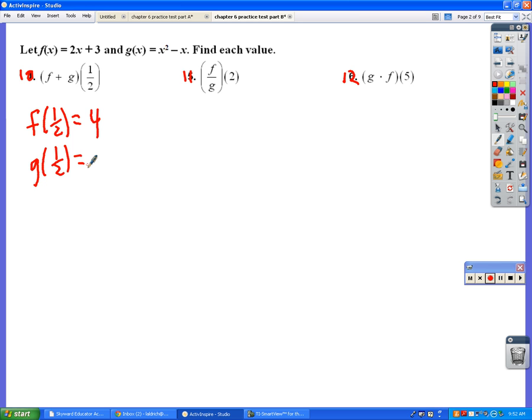A little trickier because of fractions, but if I square 1/2, 1/2 times 1/2 is 1/4 minus 1/2. So this is like 0.25 minus 0.5, negative 0.25. Okay? And then we want to figure out what those are added together. 4 plus negative 0.25 is 3.75.